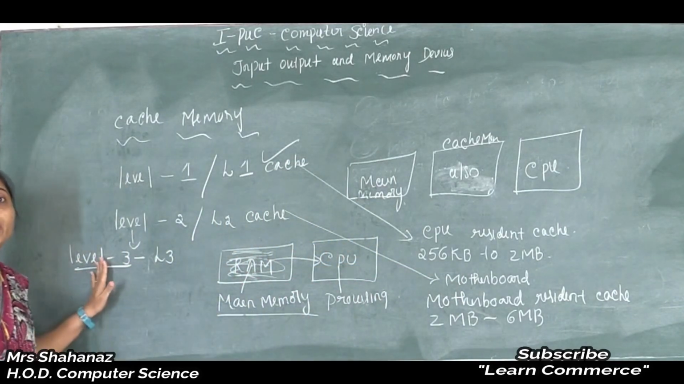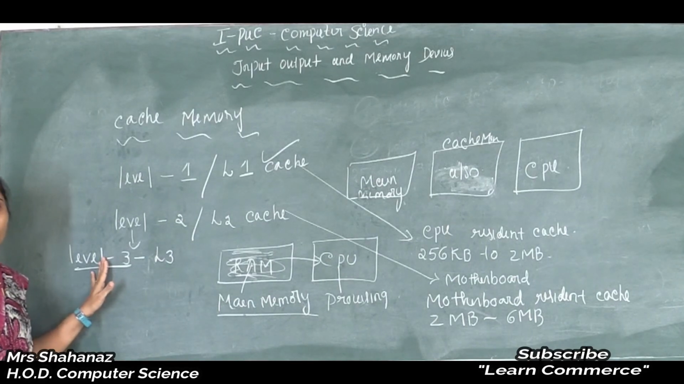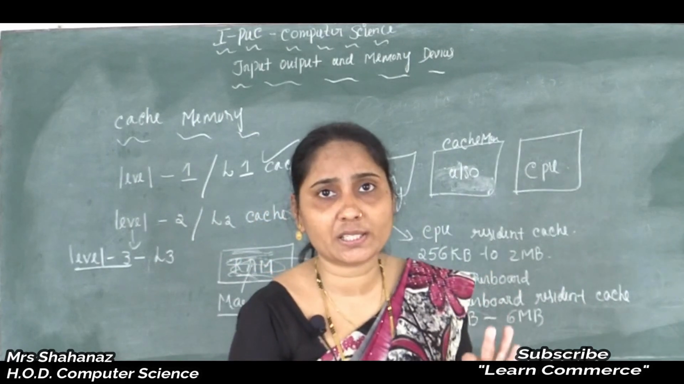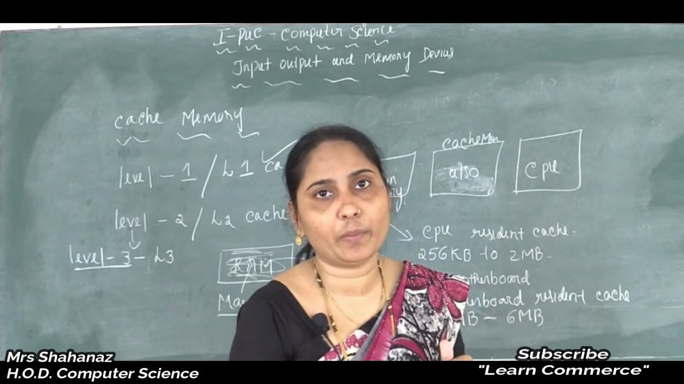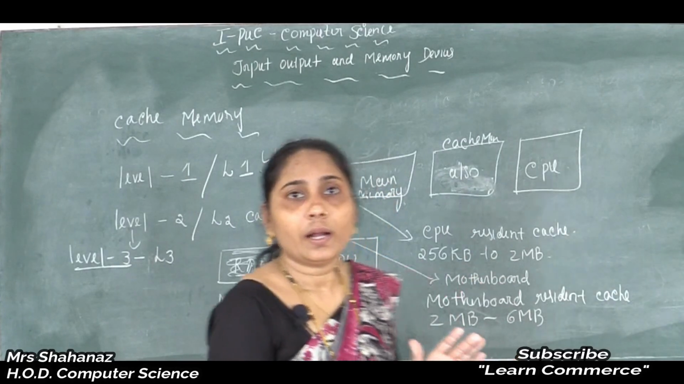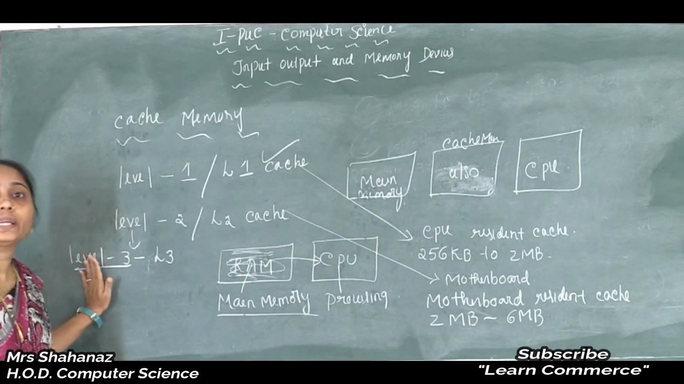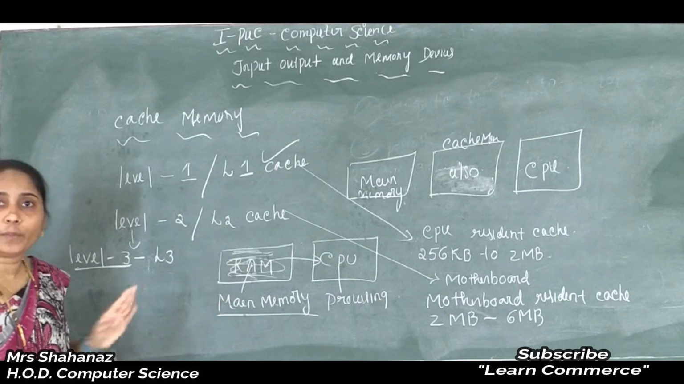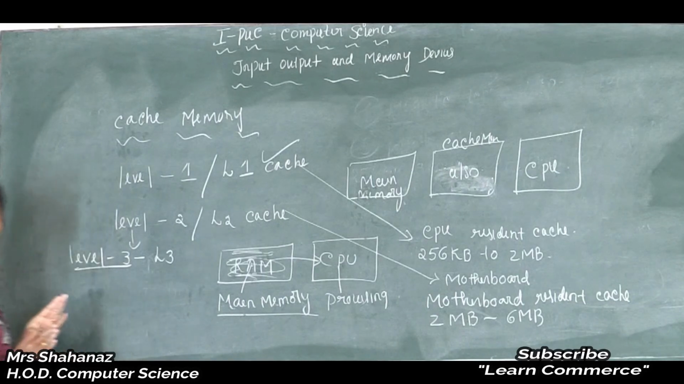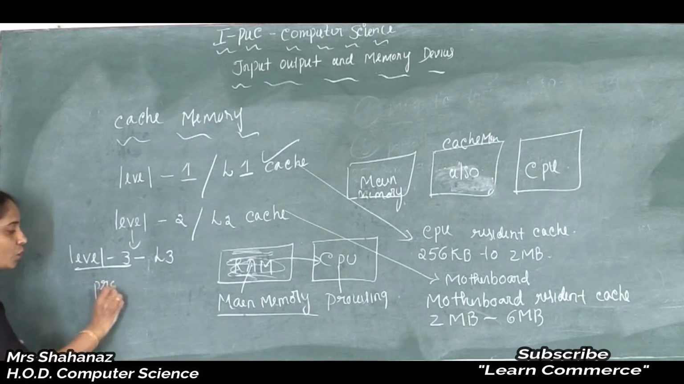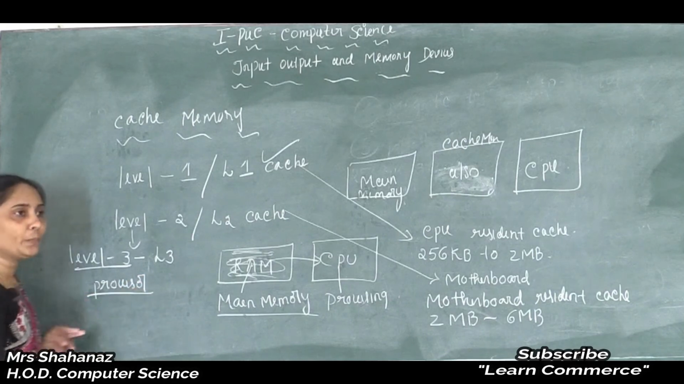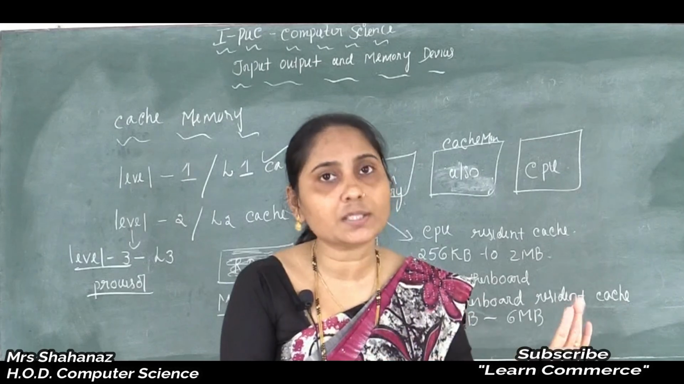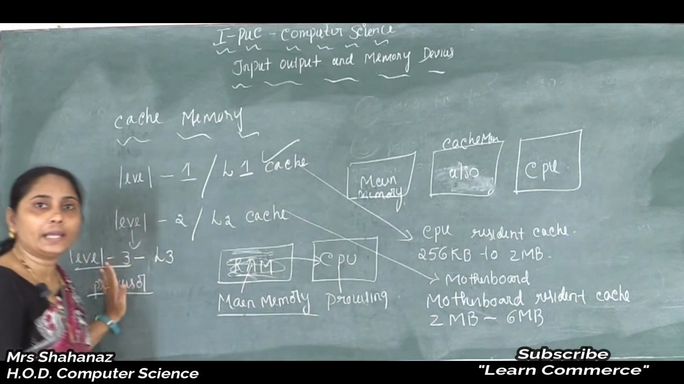The L3 cache is a separate cache memory, which means we won't get such cache memory in every CPU. Only some processors have a separate cache memory on the motherboard. Clear this point? Such cache is specially used for our processor, the high-end processor.